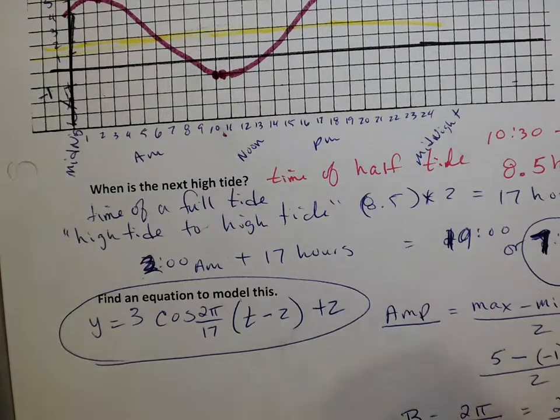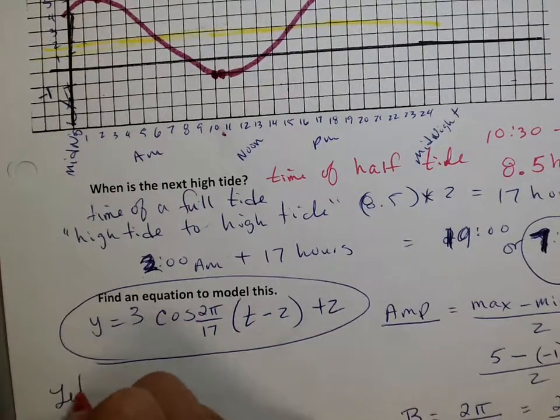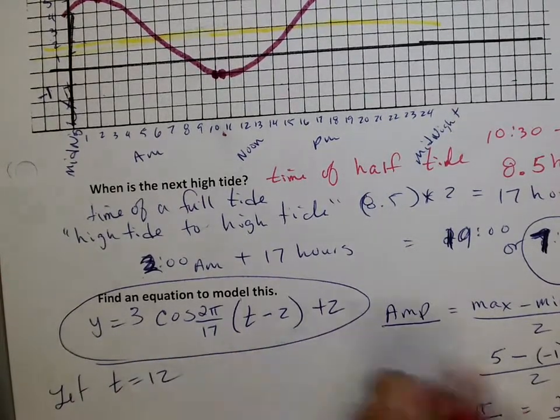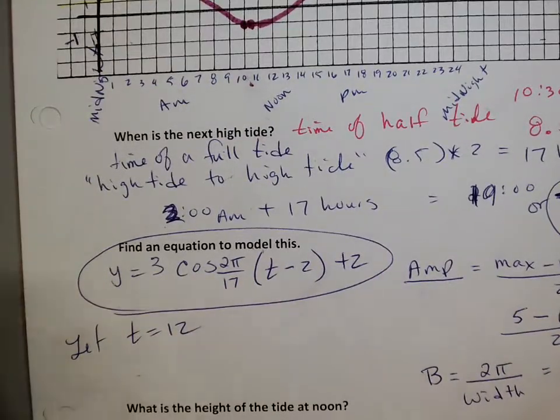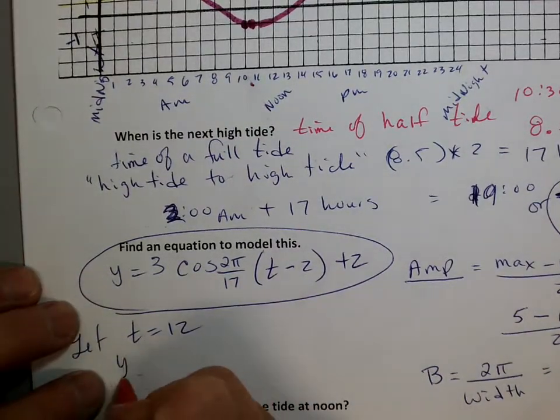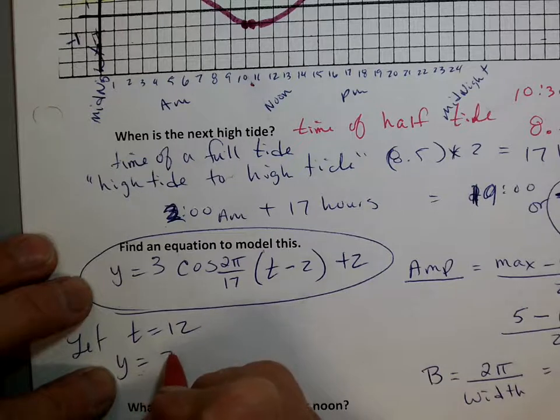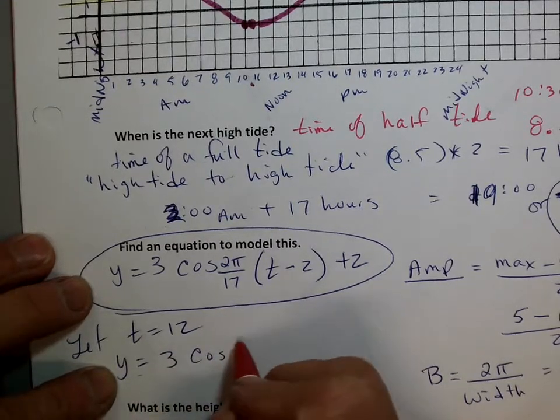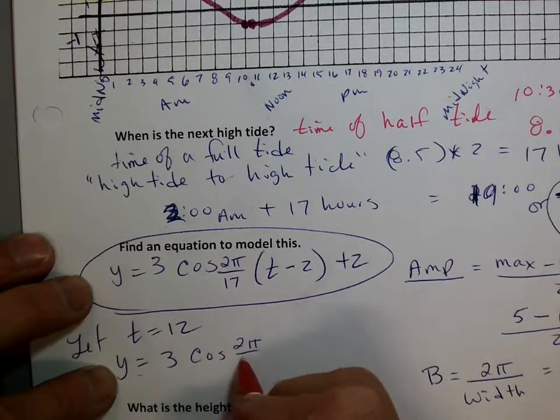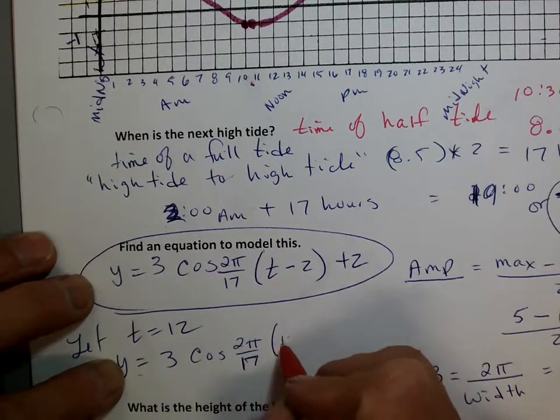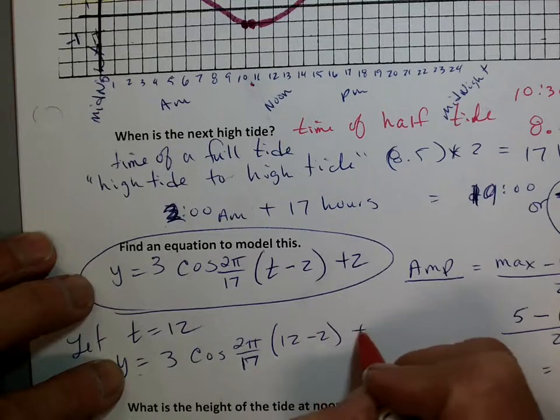So what I'm going to do is let t equal 12, okay? All right, so I'm going to go ahead and plug in y equals 3 cosine of 2 pi over 17 times 12 minus 2 plus 2, right?